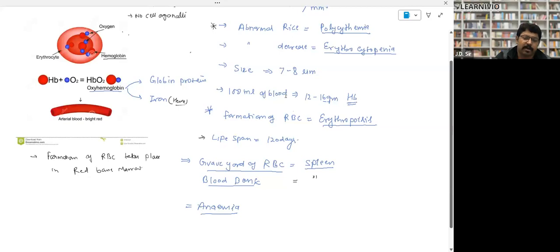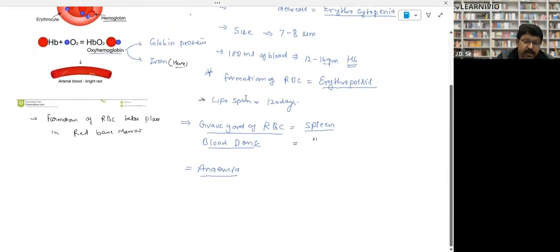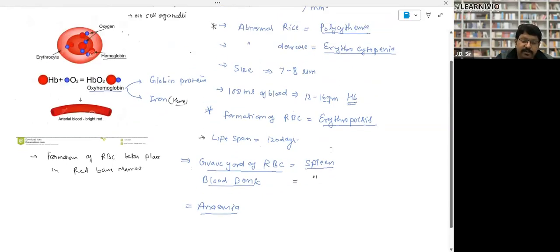Size of RBC is 7.8 micrometer. 100 ml of blood contains 12 to 16 gram of hemoglobin. Formation of RBC is called erythropoiesis. These are the terms. Look, whatever the line, the star is over there. Like these, all are questions already asked in medical exams. These are the star points. Lifespan is 120 days. Graveyard of RBC is called the spleen.